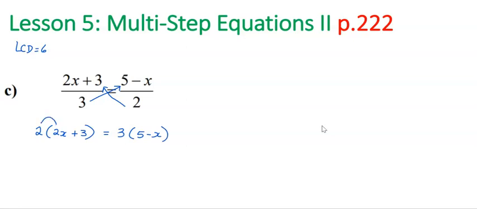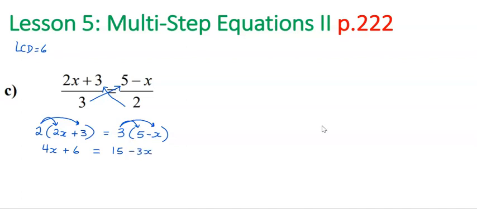Now we're going to distribute. We've already cleared the fractions because we have a nice proportion, so we're able to do things a bit more quickly. 2 times 2x is 4x. 2 times 3 is 6. Equals 3 times 5 is 15. And 3 times negative x is negative 3x.